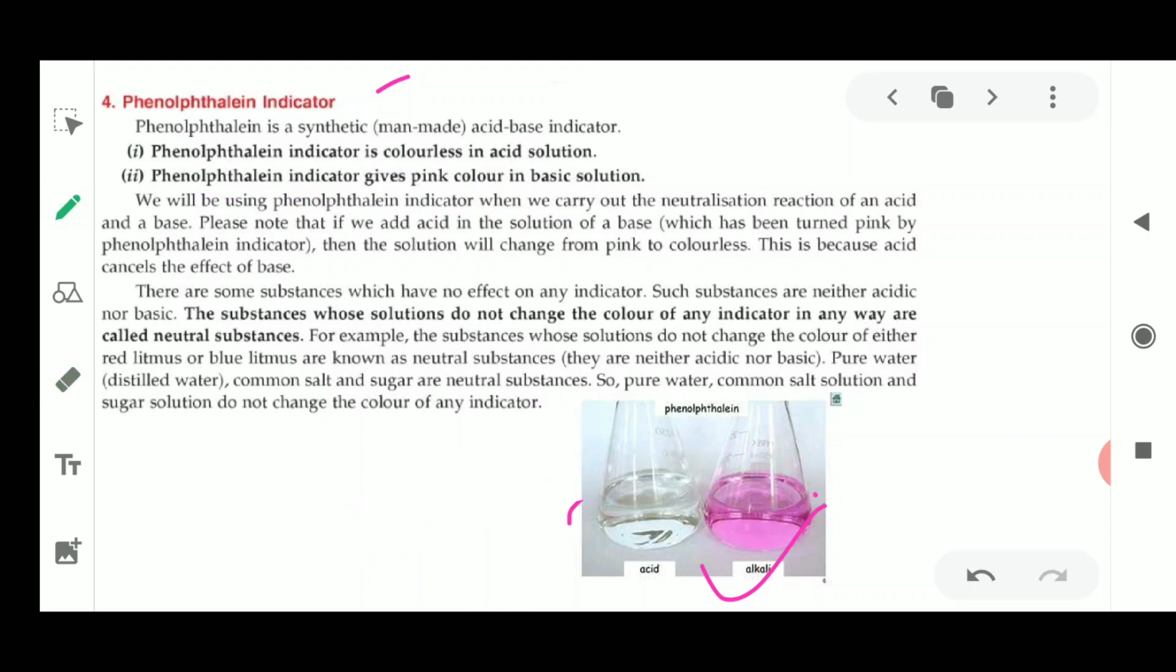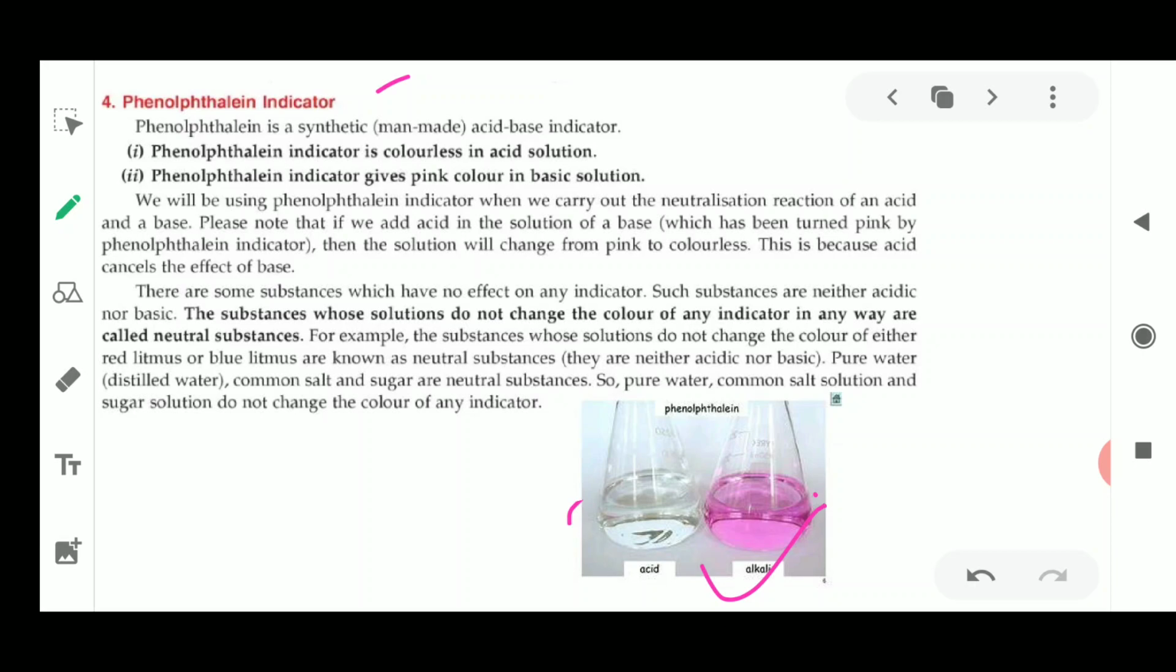So we will be using phenolphthalein indicator when we carry out the neutralization reaction of acids and bases. Please note that if you add acid to the solution of base, which turns pink by phenolphthalein indicator, the solution will change from pink to colorless. This cancels the effects of the base.